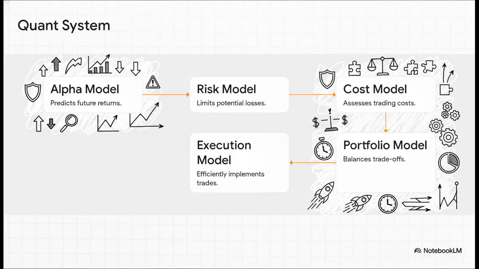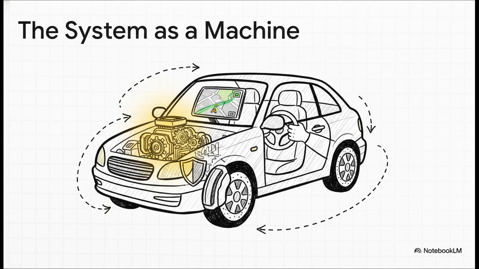The best way to think about it is like a high-performance car. The alpha model, that's the engine, always searching for profit. The risk model, well, that's the brakes, keeping everything from flying off the road. The transaction and portfolio models are kind of like the GPS and the suspension. They plan the best route and make sure the ride is smooth. And the execution model, that's the hands on the steering wheel, executing the plan perfectly. Every single part has a job to do.